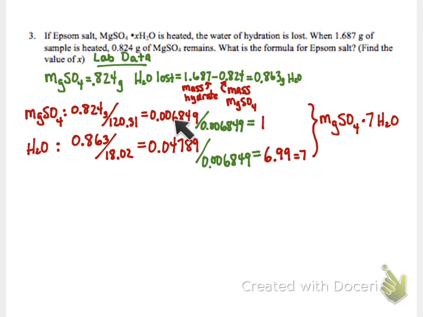Take the smaller number, 0.006849, divide them both by that number, and we get a 1 for magnesium sulfate and a 6.99, which rounds to a 7. That's for water. So the formula is MgSO4 complexed with 7 waters. The prefix for 7 is hepta. So this is magnesium sulfate heptahydrate. So make sure you get that in your notes.